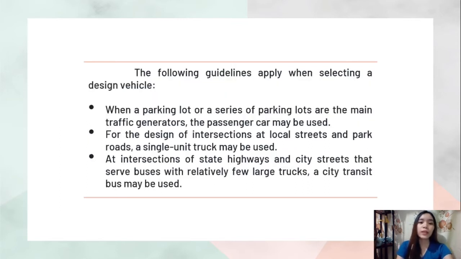The following guidelines apply when selecting a design vehicle. First, when a parking lot or a series of parking lots are the main traffic generators, the passenger car may be used. Second, for the design of intersections at local streets and park roads, a single unit truck may be used. Third, at intersections of state highways and city streets that serve buses with relatively few large trucks, a city transit bus may be used.